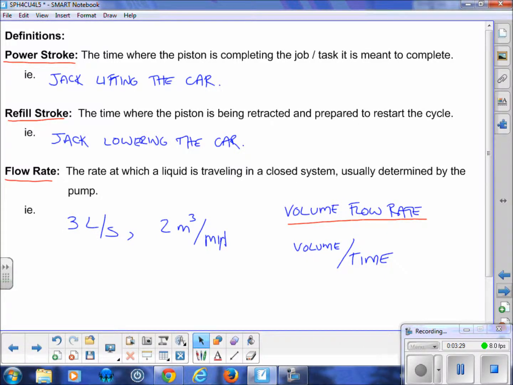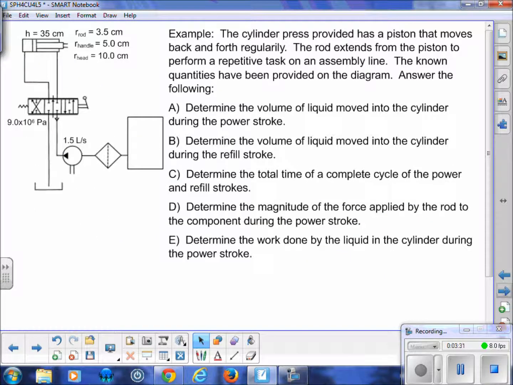So, on to the example. So, here is our system that we're analyzing. All right, so you take a quick peek at what we're dealing with here. And I'm going to start right here. It is a single circle, so it's another way of indicating a pump. And the pump has a flow rate, all right, of 1.5 liters per second.